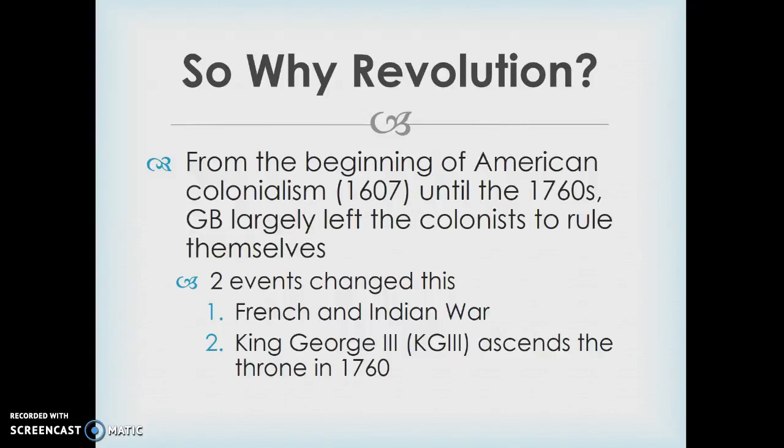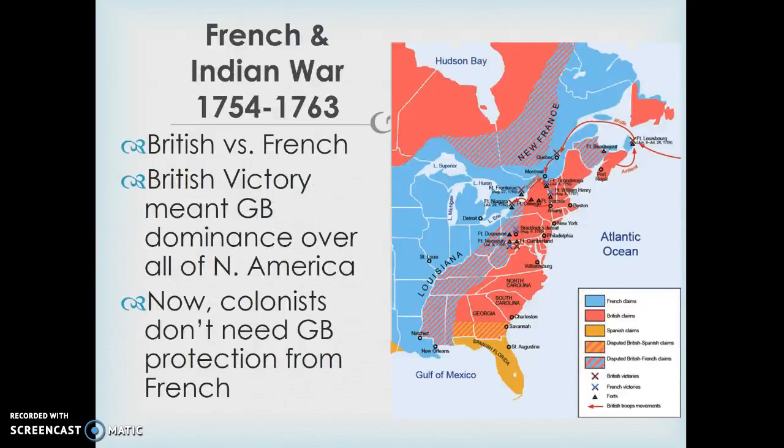But Great Britain did win, which meant that there was more land potentially for the colonists, even though there were some treaties made with natives to stop potential conflict between the colonists and the natives. So again, just to refresh, this war lasts from 1750 until 1763. It's the British versus the French, so it's the British and their colonists versus the French and the Indians. The British victory meant great British dominance over all of North America.